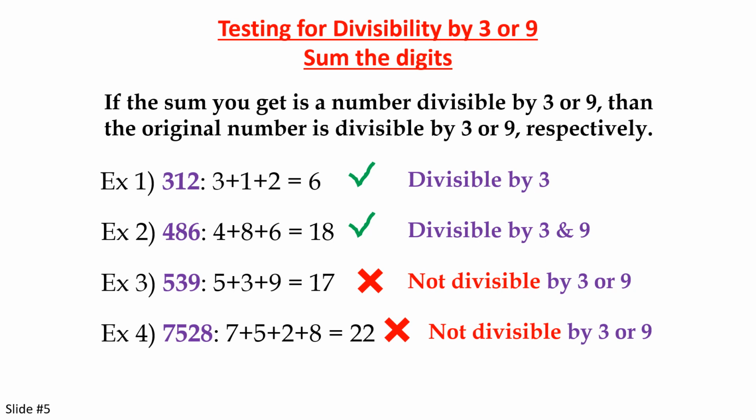So for 3 and 9, we're just going to add up the digits. If the number you get when you add them up is divisible by 3, then the original number was divisible by 3. If when you add them up you get a number that's divisible by 9, that means the original number was divisible by 9. You're going to find that every number divisible by 9 is also divisible by 3.